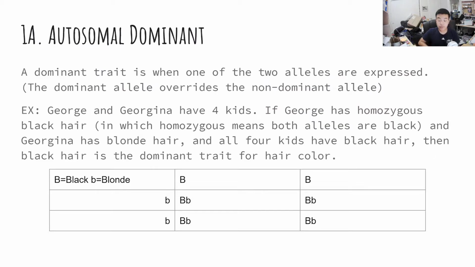The first type of inheritance we usually like to talk about is autosomal dominant. A dominant trait is when one of two alleles is expressed, meaning that the dominant allele overrides the non-dominant allele. The example we'll be using today is hair color.